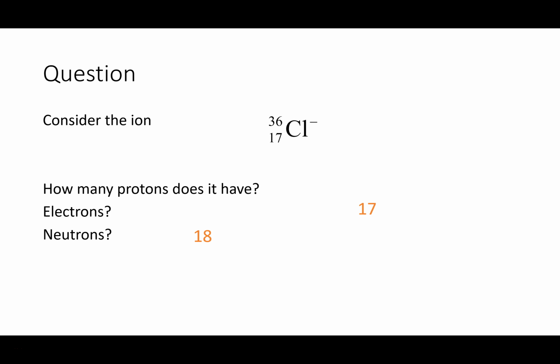Why is the electrons 18? Added one. Exactly. 17 plus 1. Cool. Why is the neutrons 19? Subtracted. 36 minus 17. That's it.